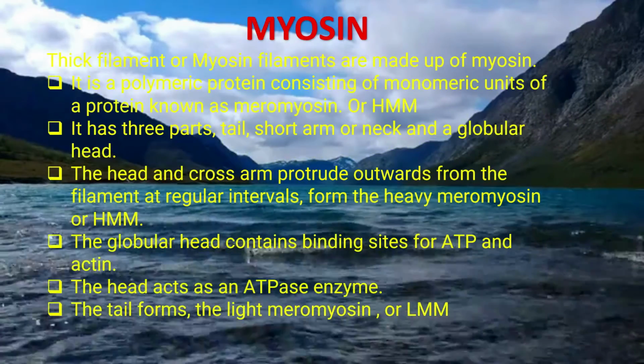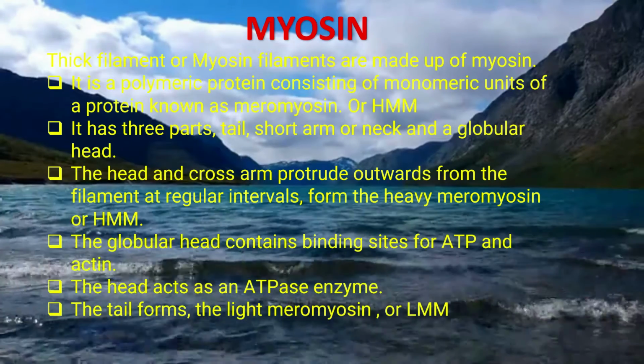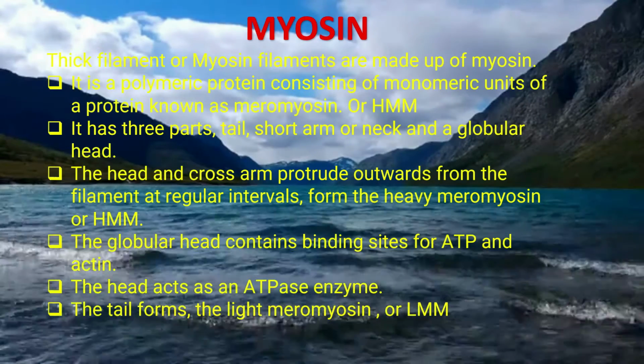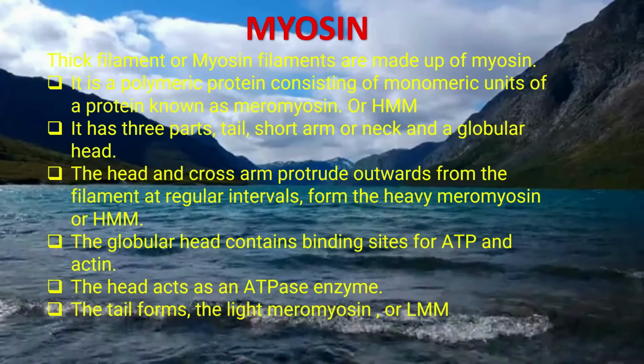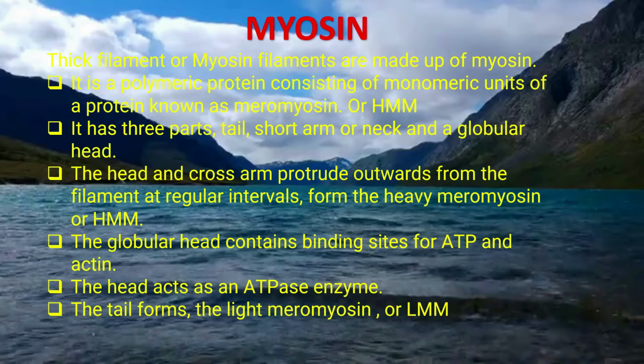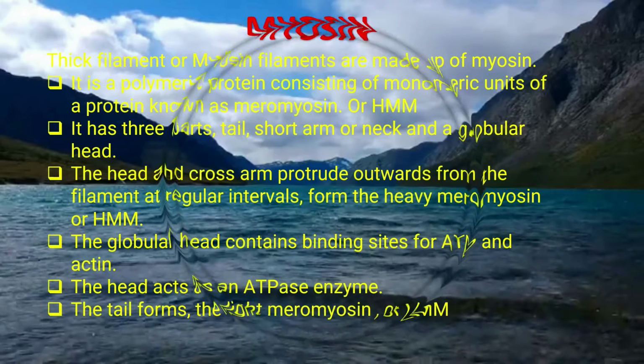Now, let us see the structure of the myosin filament or thick filament. Thick filaments, or myosin filaments, are made up of the protein myosin. It is a polymeric protein, consisting of monomeric units of a protein known as meromyosin, MM. It has 3 parts: a tail, a short arm or neck, and a globular head. The head and cross arm protrude outwards from the filament at regular intervals and form the heavy meromyosin or HMM. The globular head contains binding sites for ATP and actin. The head acts as an ATPase enzyme. The tail forms light meromyosin or LMM.